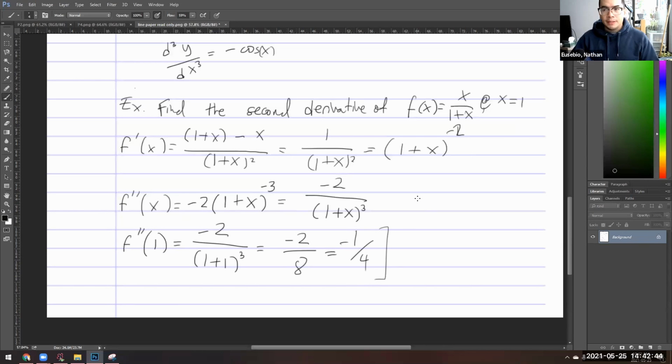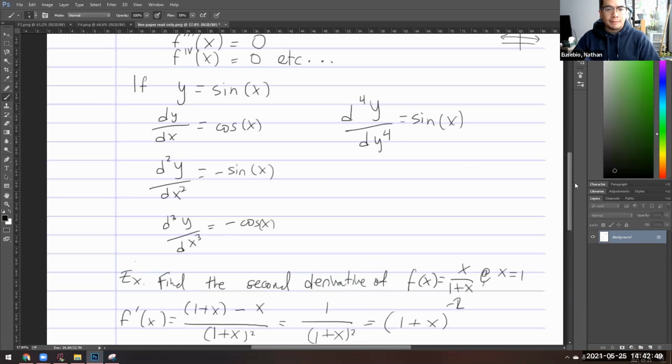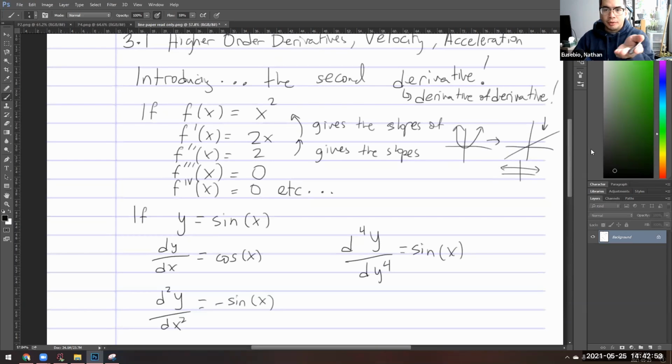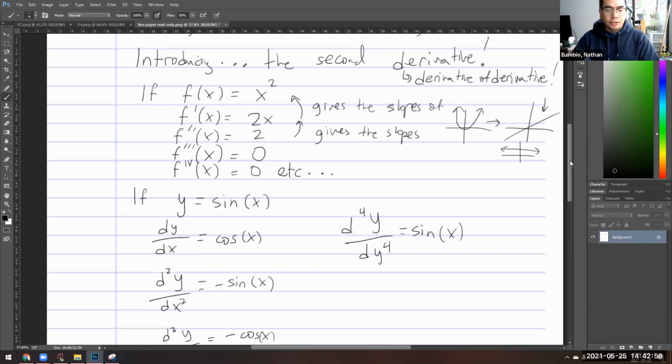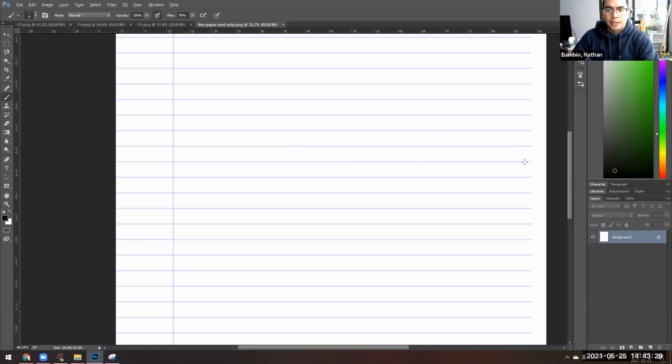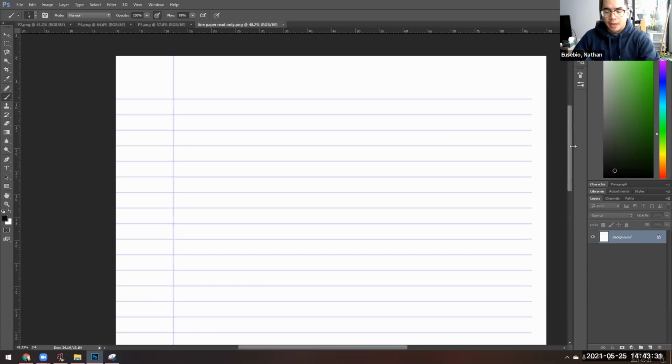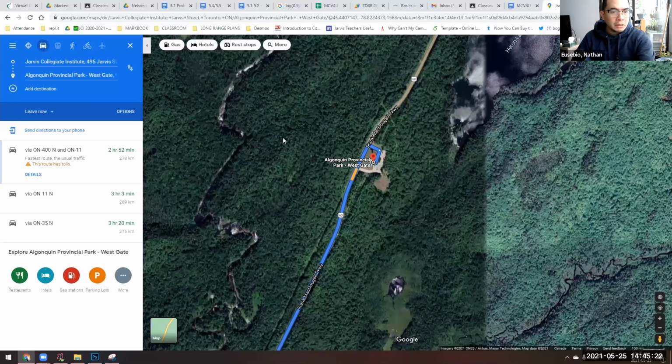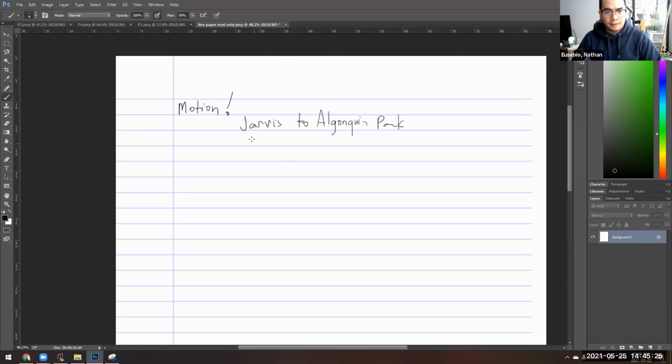Ta-da. So we've been talking about first and second derivatives and higher order derivatives so far in the abstract, right? You can keep taking the derivative of a derivative and you can keep going that way. But I also told you that we are going to introduce applications. The first application that we see for higher order derivatives would be for physics. So if we consider motion, let's say Jarvis to Algonquin would be 2 hours, 52 minutes, 278 kilometers. We're assuming a lot of things, right?